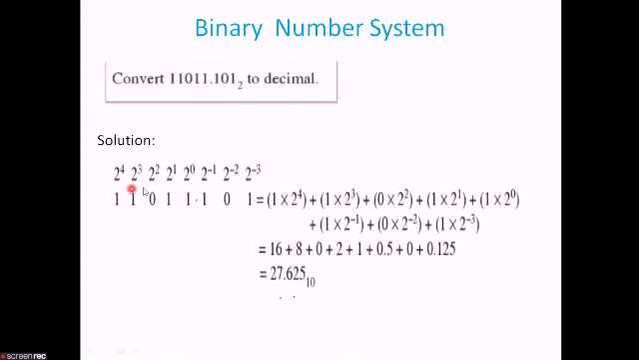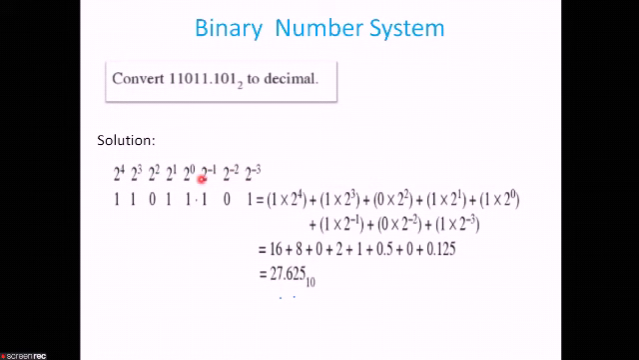Now just write the positional weights. There is a point here, so you have to write it. If there is a point, you know, for the fractional part the powers will be minus of something. So that is 2 to the power of minus 1. The positional weights are 2 to the power of 0, 2 to the power of 1, 2 to the power of 2, 2 to the power of 3, 2 to the power of 4. And on the right hand side it goes on like this: 2 to the power of minus 1, 2 to the power of minus 2, 2 to the power of minus 3. So just write the number like this.